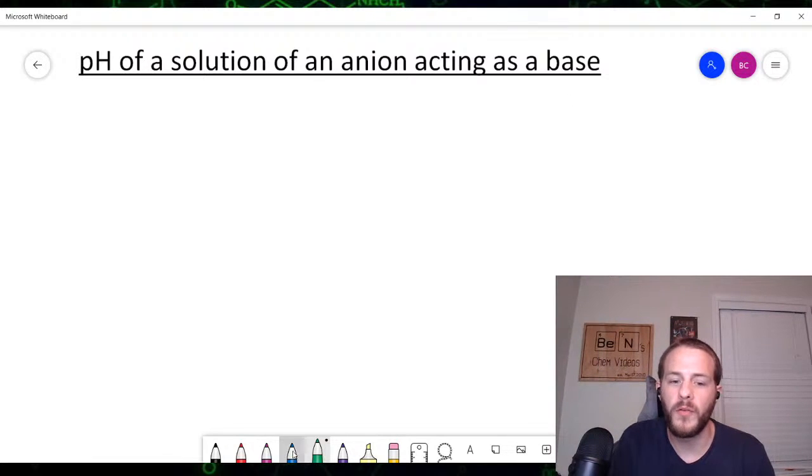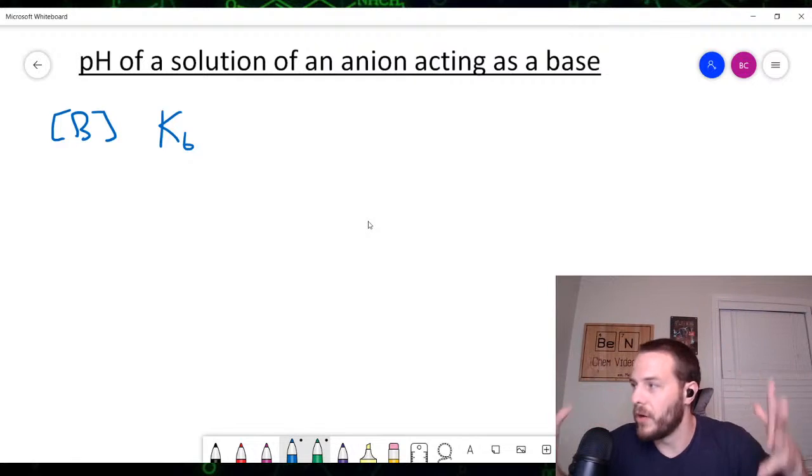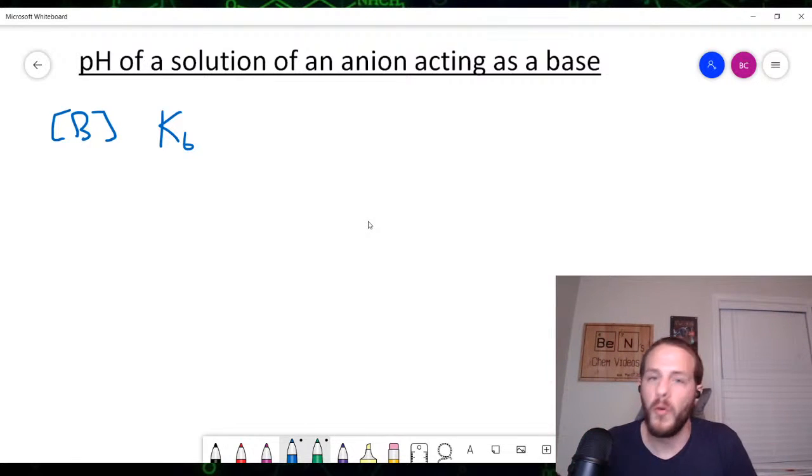Well, remember, if you're trying to figure out the pH of a weak base solution, all you really need are two things. You need the initial concentration of the base, the concentration of B, and you also need Kb, the base ionization constant. These are the two things you need in order to find the pH of a weak base solution. You would write the equation, construct your ice table, build a quadratic equation, solve it, all the stuff that we've been doing over and over again over the course of this live stream series.